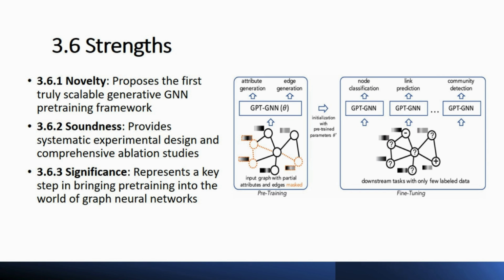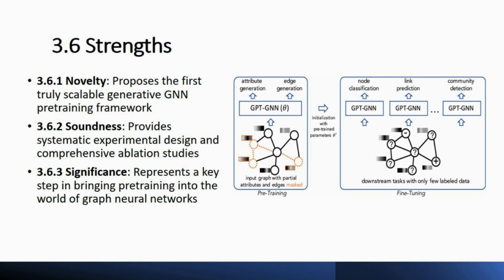GPT-GNN is the first scalable generative pre-training framework for GNNs that jointly learns node attributes and graph structure. Earlier approaches captured only one modality. By using dependency-aware modeling and node separation, GPT-GNN integrates both, marking a clear step forward for graph pre-training. The second strength is soundness. The framework is well-designed and well-validated.